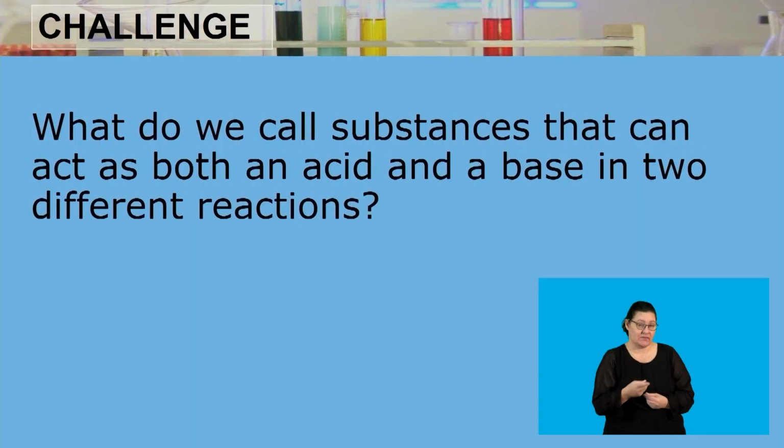So now, the question that I have for you to close off the lesson is, what do we call substances that can act as both an acid and a base in two different reactions? So one substance, in one reaction it's an acid, in another reaction it's a base. So what do we call such a substance?